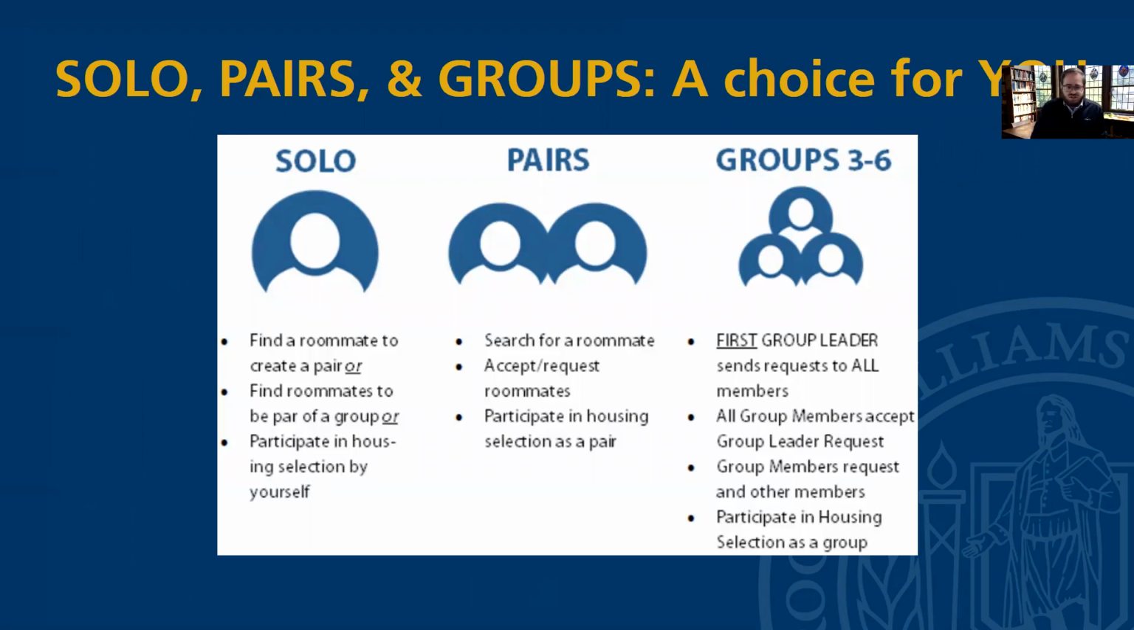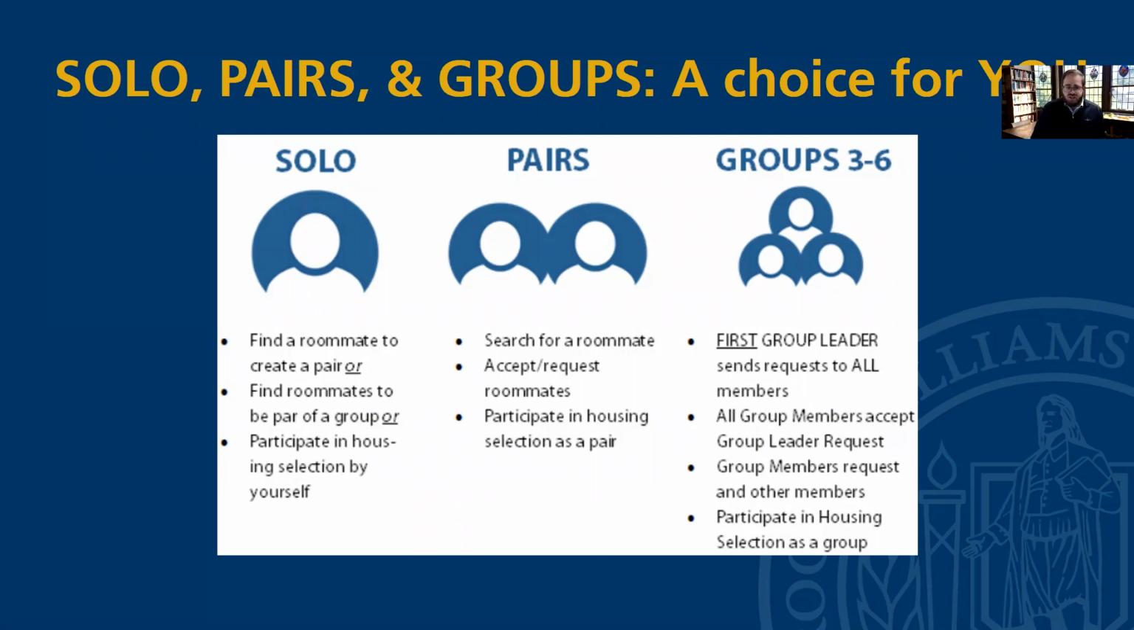So let's talk a little bit about the 3 different ways that you can go through the housing selection process. You can either go through as a solo, which is just one person. If you're looking to find a single room, that would be the way to go. Single rooms might not be available at your time slot, so you might have to choose an open space in an open double, but we will be opening up the process shortly after that to facilitate room changes if we have that ability. The next situation is a pair. You can search for a roommate, you can accept roommate requests, and then you would participate in housing selection as a pair. I'm literally going to show you how to do that today.